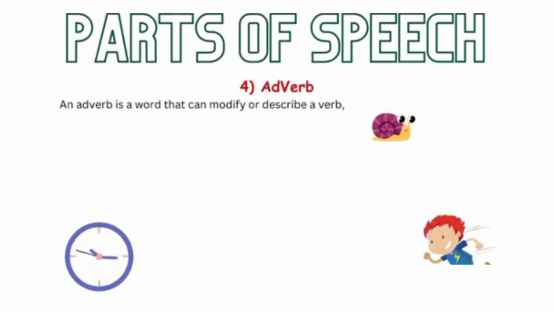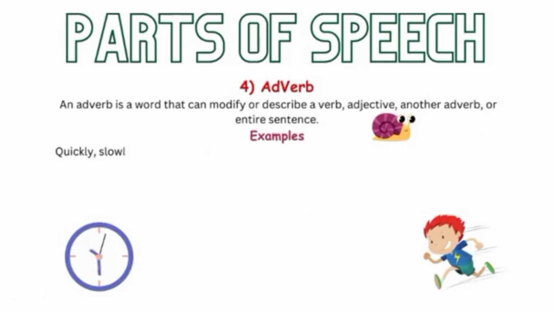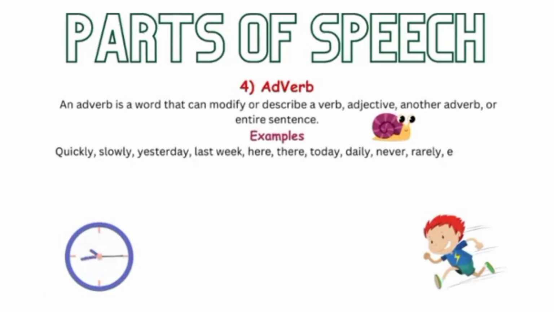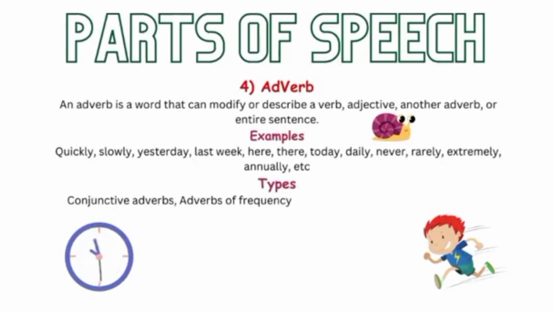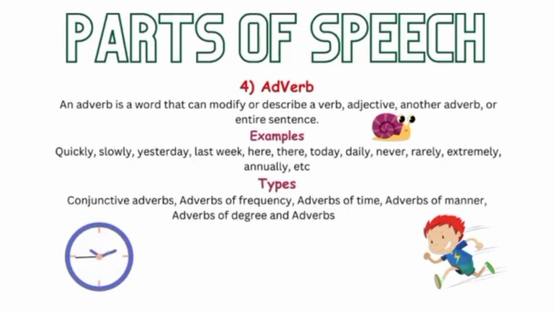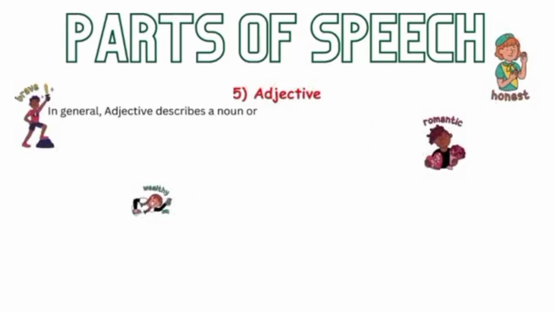Fourth part of speech is adverb. An adverb is a word that can modify or describe a verb, adjective, another adverb, or entire sentence. Quickly, slowly, yesterday, last week, here, there, today, daily, never, rarely, extremely, annually, etc. are some examples of adverbs. The types of adverb are conjunctive adverbs, adverbs of frequency, adverbs of time, adverbs of manner, adverbs of degree, and adverbs of place.